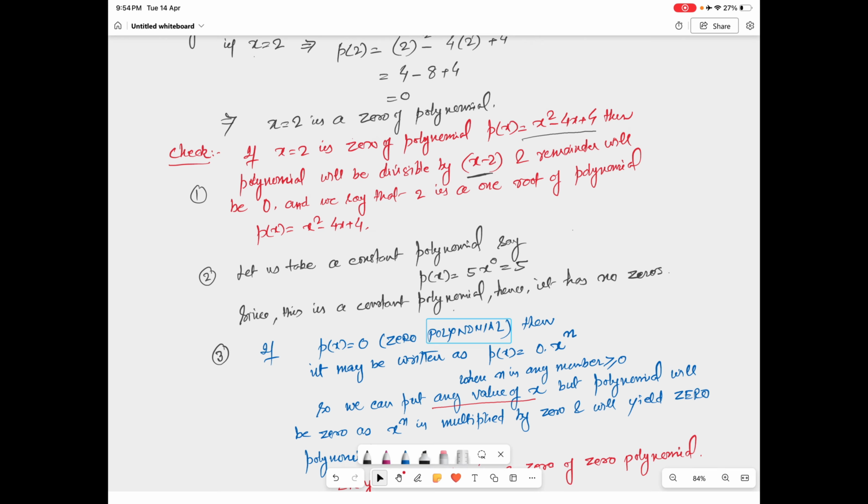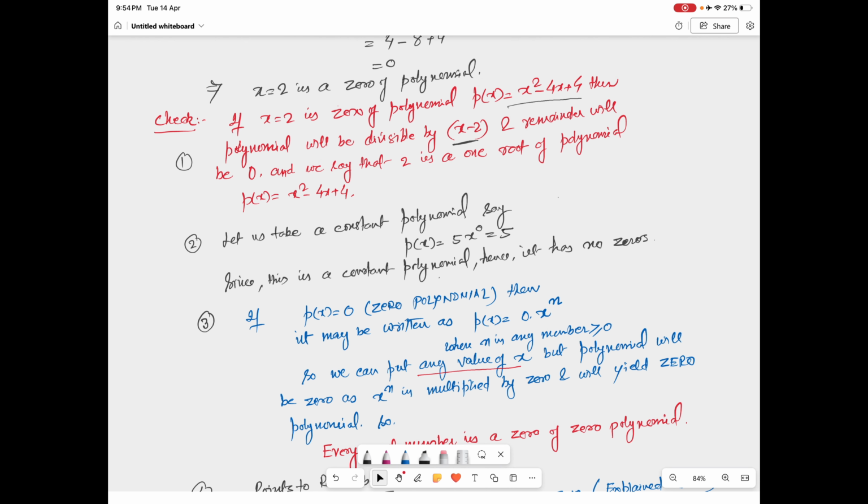Now the second point is, let us take a constant polynomial. If I take any constant polynomial 5, I have already told you it can be written as 5 into x to the power 0. Any number to the power 0 will always be 1. Since this is a constant polynomial, it has no zeros. There cannot be any zero of a constant polynomial. This you have to remember.